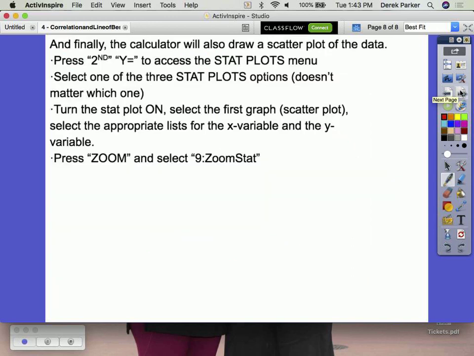And finally, the calculator will also draw a scatter plot of the data. Press second, y equals to access the stat plots menu. Select one of the 3 stat plot options. It doesn't matter which one. Turn the stat plot on. Select the first graph, scatter plot. Select the appropriate list for the x variable and the y variable. Then press zoom and select zoom stats. There you go.